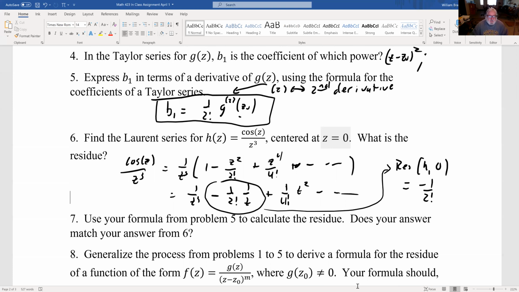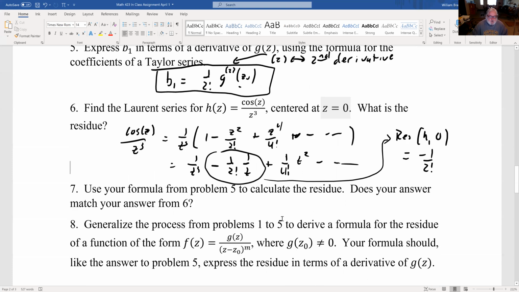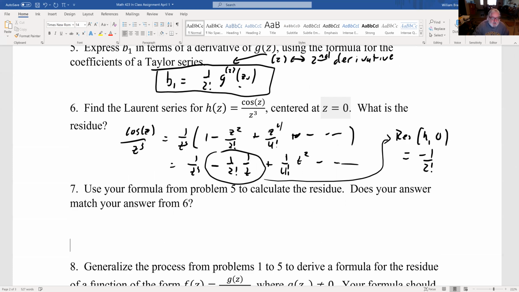Okay. My formula from 5 is b1, which is my residue, should be 1 over 2 factorial times the second derivative of my function g at z0. And what's g of z here?